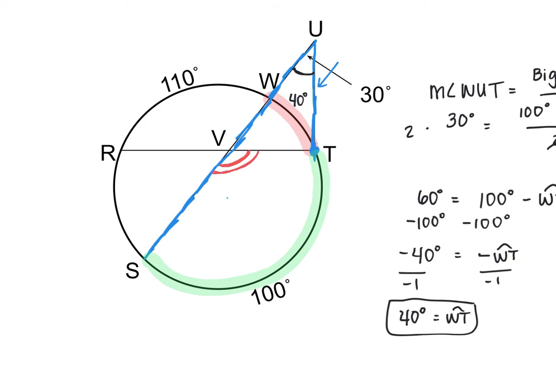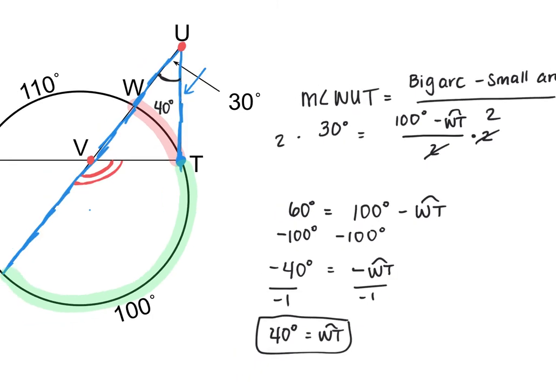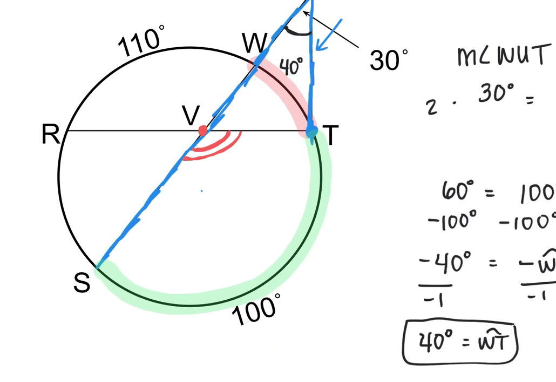Now, our vertex is V for this angle, and it's inside the circle. So we're no longer using the difference. When we were outside, when we were at U, we took 100 minus 40. Do you guys remember that? See over here, we did 100 minus WT. In this case, we're inside the circle. We're going to use the sum. So we're looking at the arc across from this and also behind our angle.